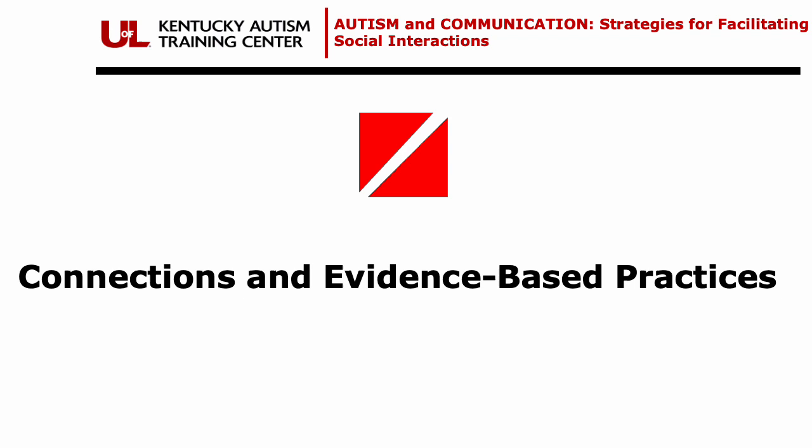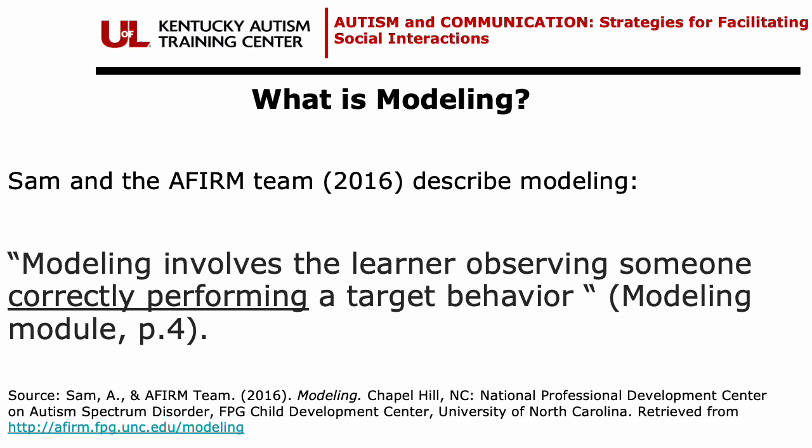Let's examine the evidence-based practice of modeling. What is modeling? Sam and the Affirm team tell us that modeling occurs when someone correctly performs the target behavior for the learner. The learner observes the modeling of the target skills before being asked to demonstrate the skill. Therefore, this presentation's focus upon social communication and interactions would involve that a parent or professional, for example, would correctly demonstrate a social communication learner target, exactly what the name modeling indicates.